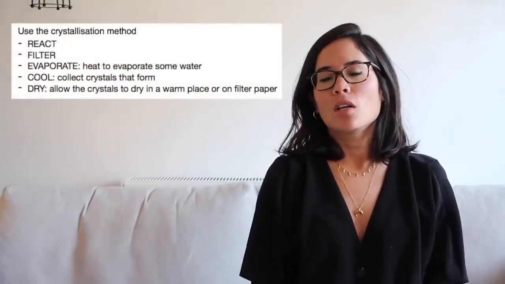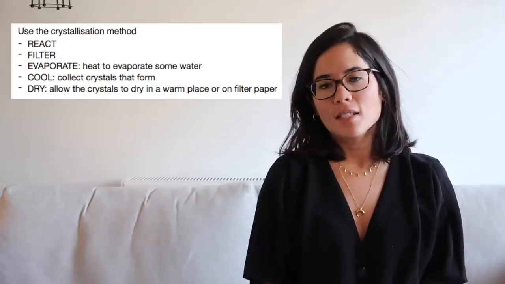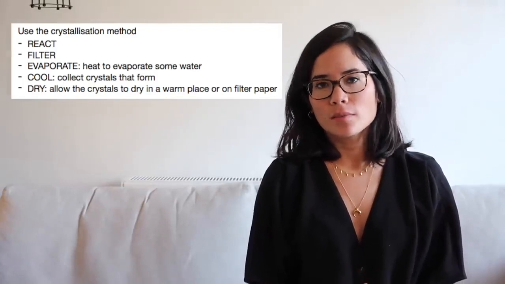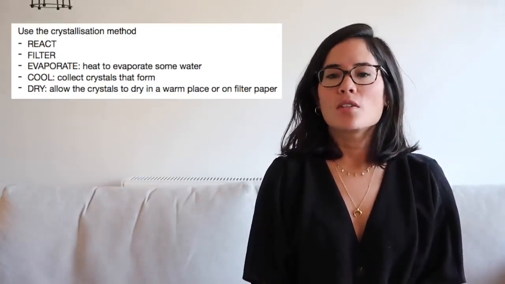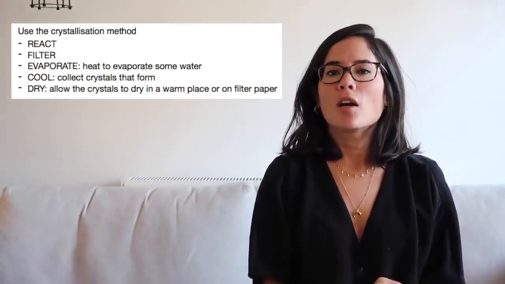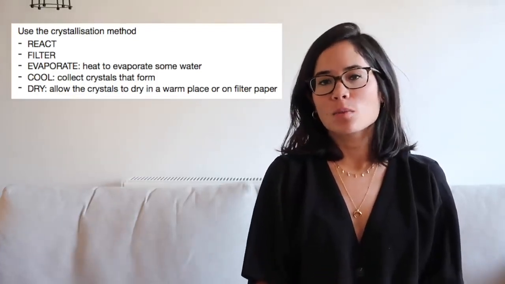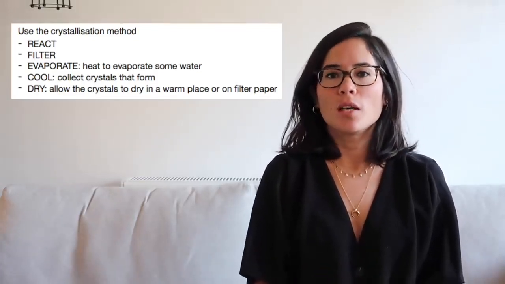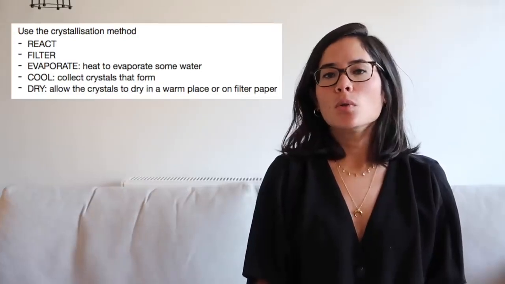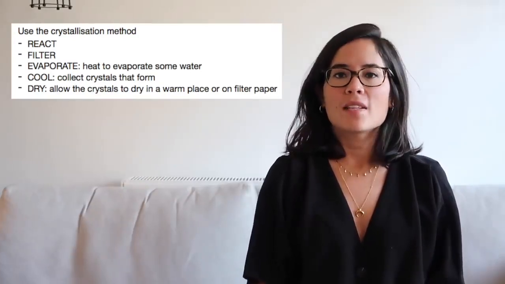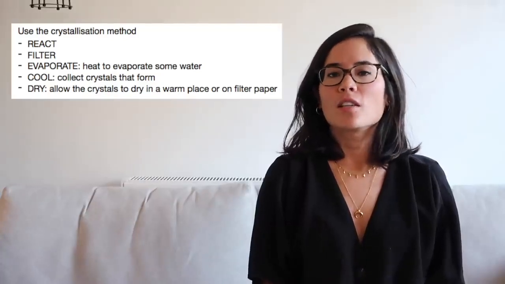Your summary for this is that you're going to react, for example, your metal hydroxide with your acid. You're going to filter in order to remove any undissolved solid. Then you're going to evaporate, so you're going to place that solution in an evaporating basin over a Bunsen burner with gauze and a tripod, and you're going to get rid of excess water, so you'll evaporate some of the water. Then you're going to allow the mixture to cool, and eventually you want to let it dry out in a warm place, so on a warm windowsill, in a drying oven for example, or on paper.